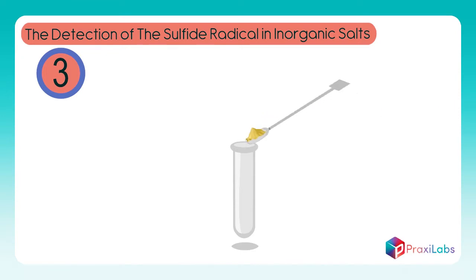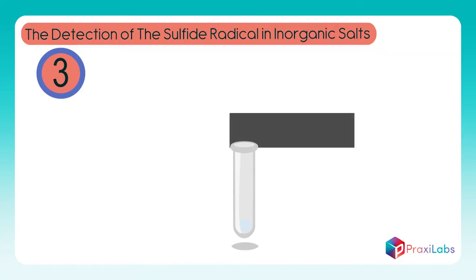Place a small amount of the salt in a test tube using a spatula. Then add drops of dilute hydrochloric acid. Next, rub the salt using a glass rod. Notice a smell similar to rotten eggs. Next, place a lead acetate paper at the nozzle of the tube. Notice the lead acetate paper color changes to black.